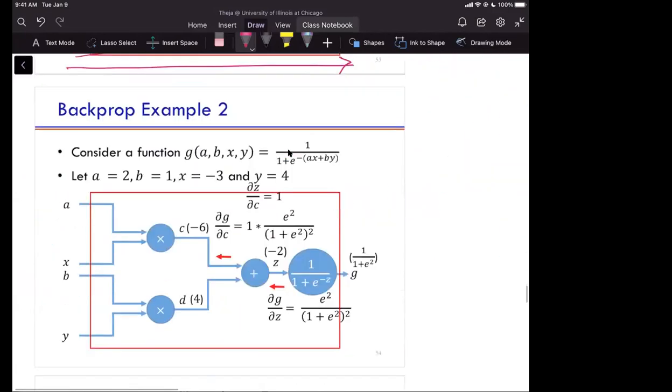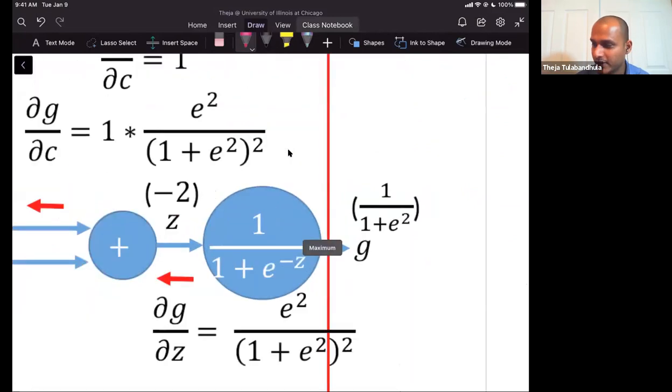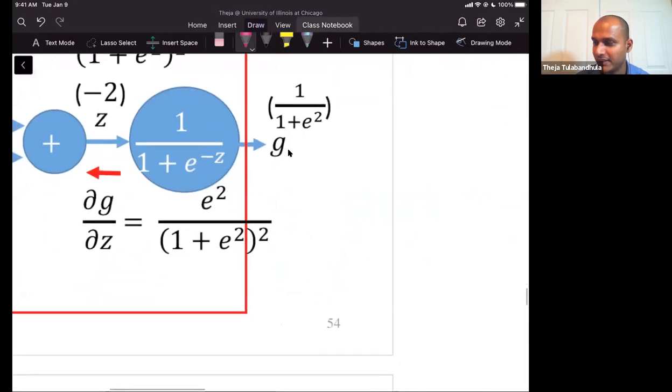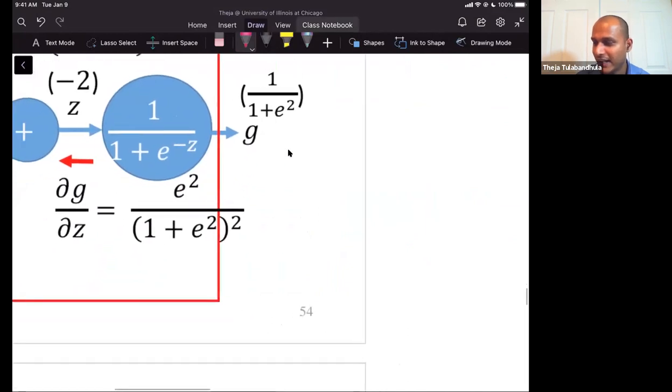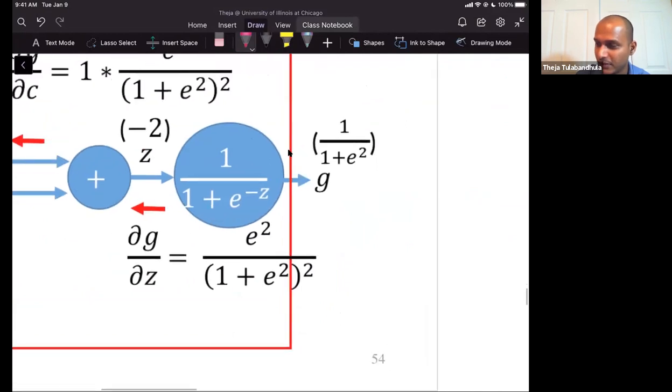Okay. So now let's do that backprop where I said, hey, let's not worry about all these nodes. There look like four nodes here. Let's focus on one node. Okay, just let's focus on the one node. And I can't get rid of the plus node here. Let's focus on just this node, the 1 by 1 plus e to the power minus z. Okay, so for that guy, the input gradient is 1. I mean, the gradient of g with respect to itself is equal to 1.